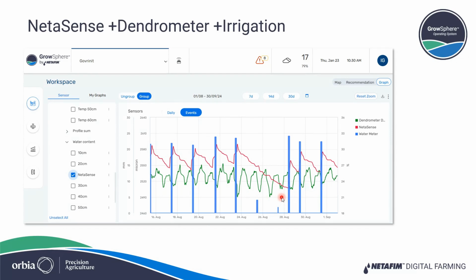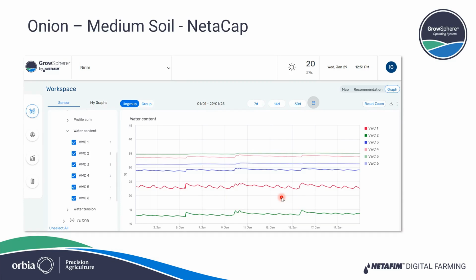My last example will be a NetaCap installation. This is a 60 centimeter NetaCap installation. It was installed in a medium soil, but the values that I saw were not typical for this specific soil. And I assumed that the installation was not that good, and I reinstalled the sensor.